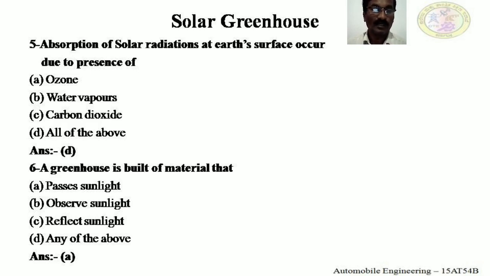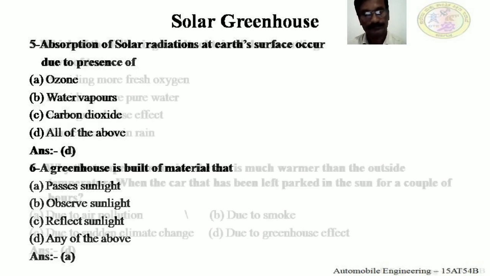Question number 6. A greenhouse is built of materials that pass sunlight, absorb sunlight, reflect sunlight, or any of the above. The greenhouse is built of a material that passes the sunlight. The answer A is correct, because the main purpose of the material is to pass the rays. So passes the sunlight is the correct answer.